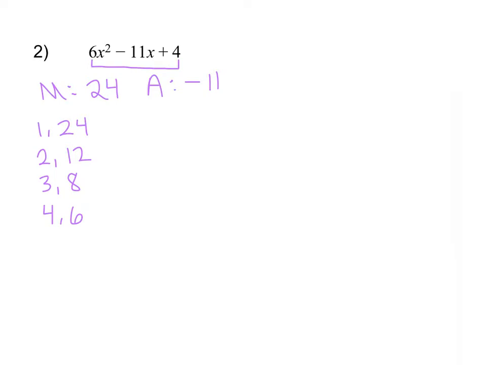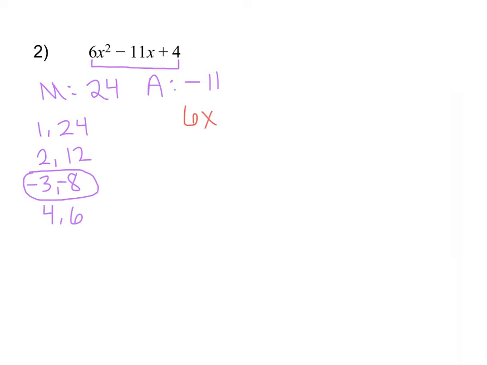Since we're multiplying to a positive number and adding to a negative number, I know that both of the numbers need to be negative. And if I add 3 plus 8, I get 11. And to make that a negative 11, I'm going to make both of them negative. So then we have negative 3 times negative 8 is a positive 24, and negative 3 plus a negative 8 is a negative 11.